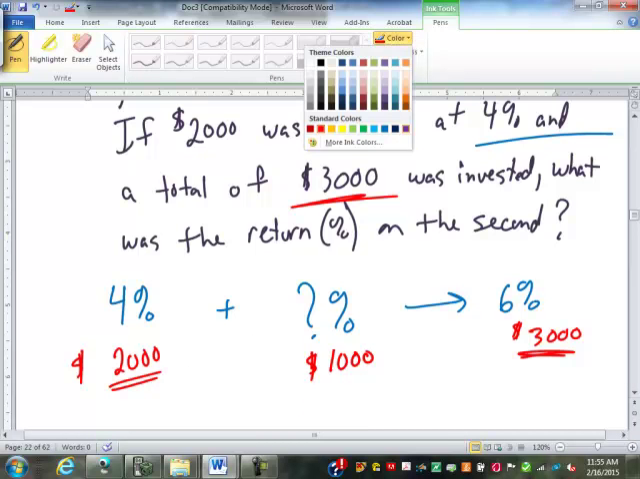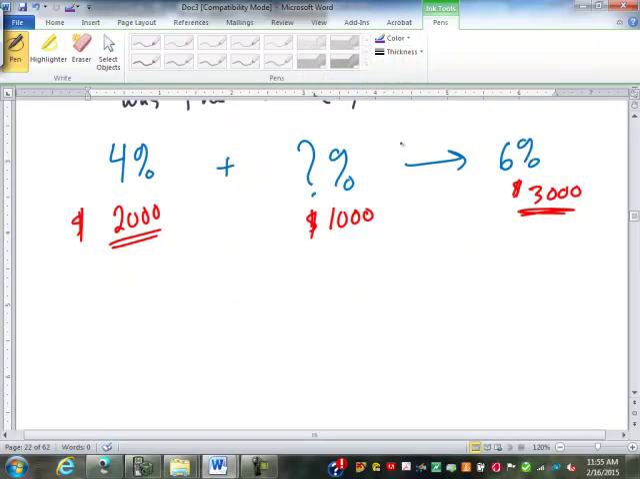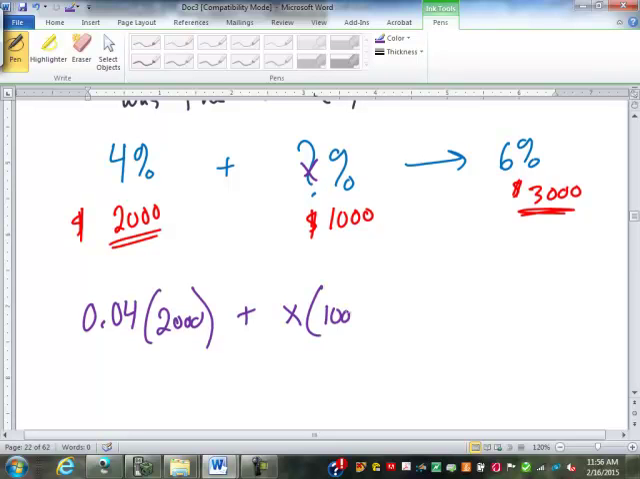So now we can go ahead and create our equation. So now we have 4%, 0.04 times 2,000, plus an unknown percent. That's going to be x. So x times 1,000 equals 6%, 0.06 times 3,000.